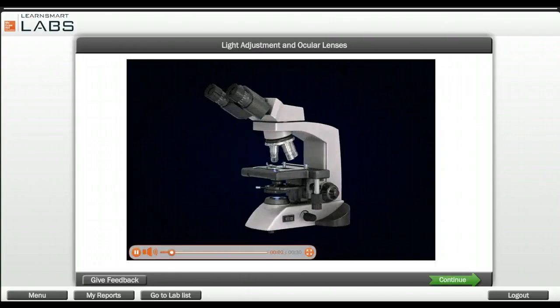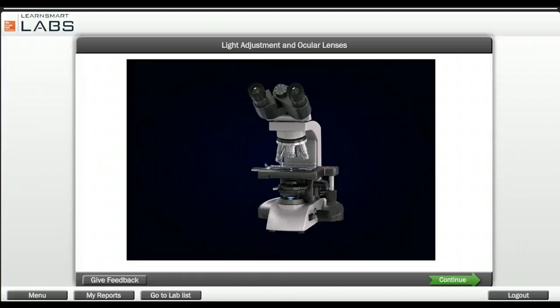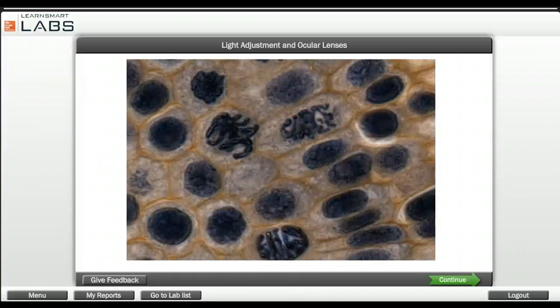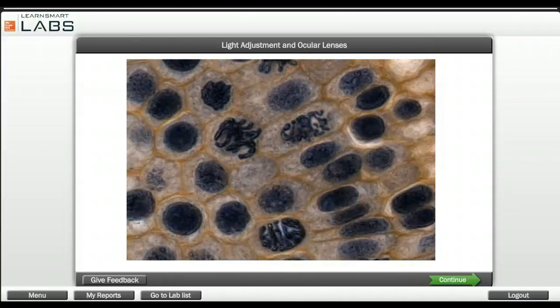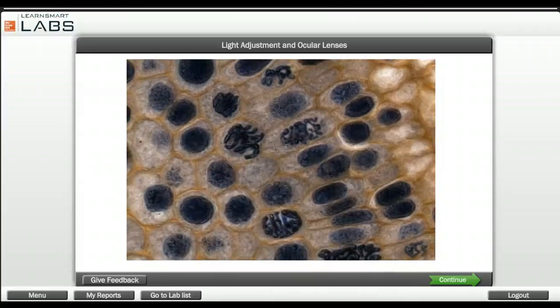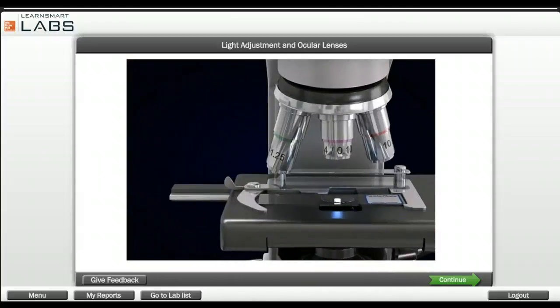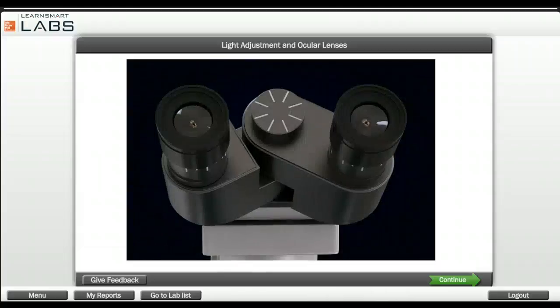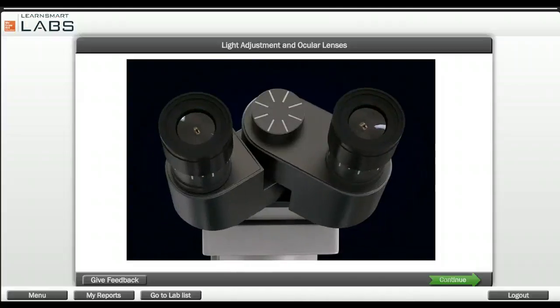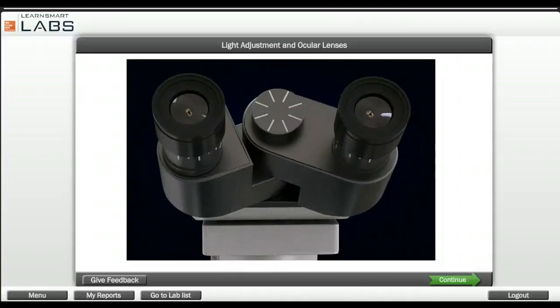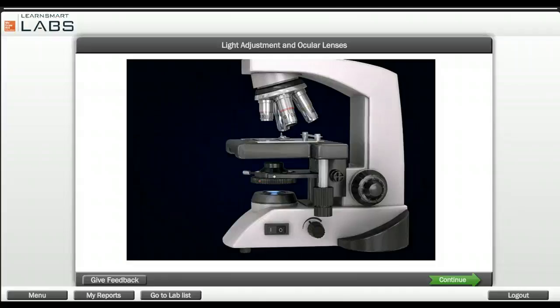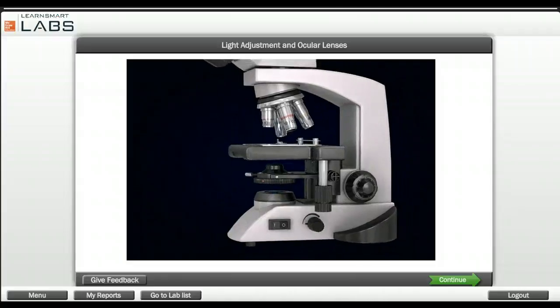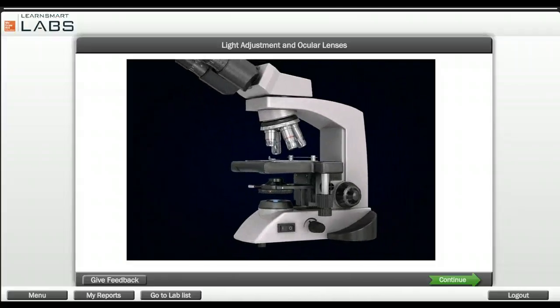This is a bright field microscope. The microscope is used to create a magnified image of a specimen. The specimen is mounted on a microscope slide, and the stage clip is used to hold the microscope slide in place. The distance between the ocular lenses can be adjusted to fit the space between your eyes. The light level can be adjusted by turning the knob at the base of the microscope.